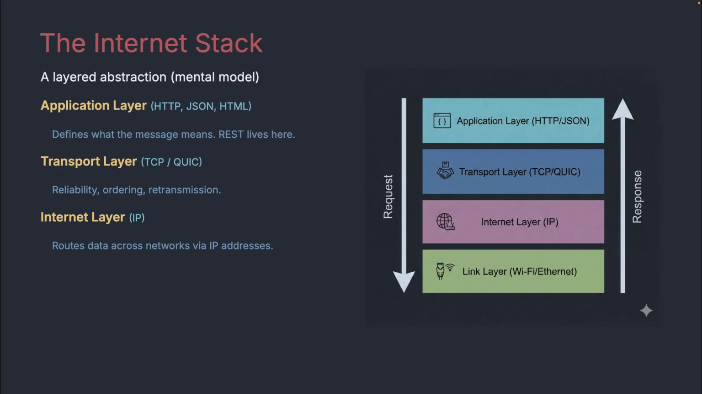And then we have the internet layer, where we have the IPs, and it routes data across the network via IP addresses. And then we have the link layer. That's pretty much at the bottom. That's the physical transmission. It's pretty much the air where the antenna is pulling data, or the actual cable, right, where it's connected to the system itself.